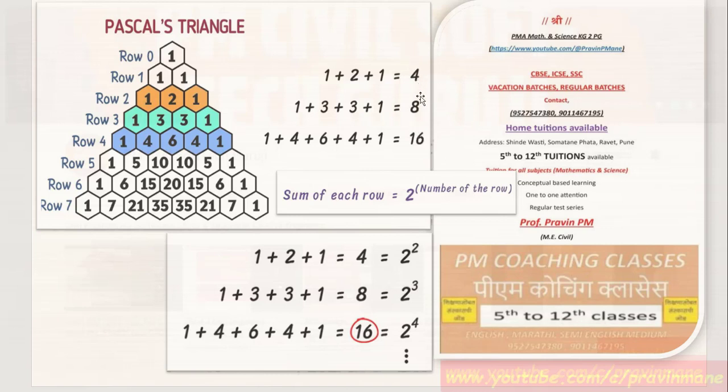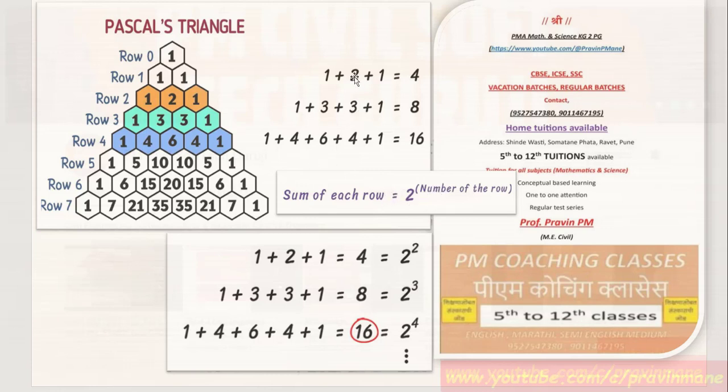What does this pattern exactly show? This pattern shows 4, we can write 2 raised to 2; 8, we can write 2 raised to 3; 16, we can write 2 raised to 4, and so on. In general we can make a statement: the sum of the elements of each row is equal to 2 raised to the number of rows.